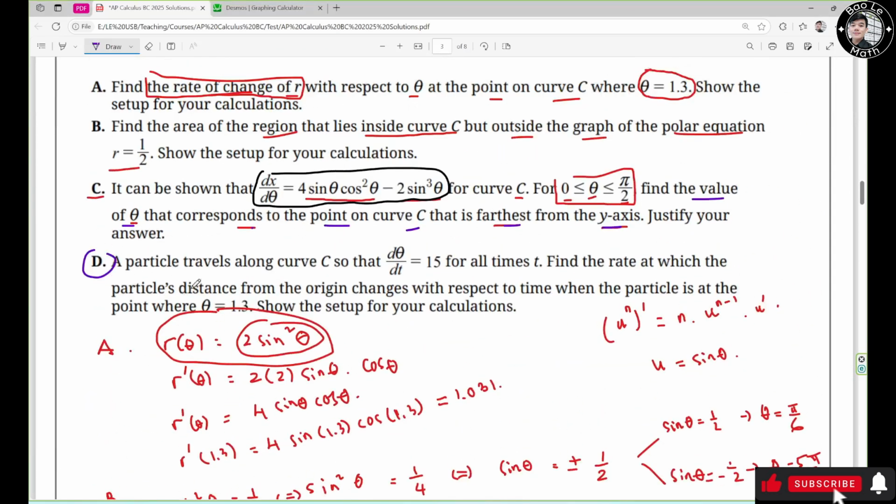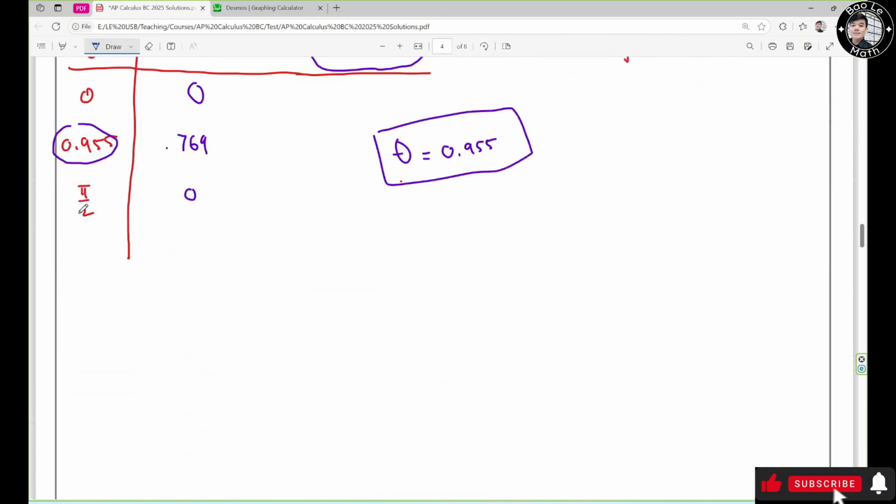Question D. A particle travels along the curve so that d theta over dt equals 15 for all time t. Find the rate at which the particle's distance from the origin changes with respect to time when the particle is at a point where theta equals 1.3. So it means that you need to calculate dr over dt given d theta over dt. So question D, we need to calculate dr over dt.